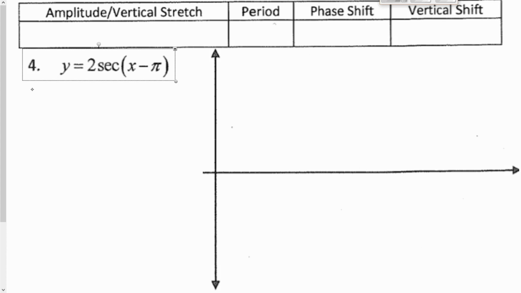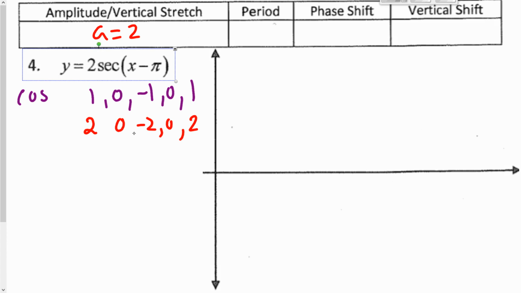Okay, so now secant deals with cosine. So cosine y values are 1, 0, negative 1, back to 0, back to 1. Then we times them by our a, right? 2. So that becomes 2, 0, negative 2, 0, 2. We add our c. There's nothing being added after we multiply by our a. Right, there's nothing out here. So c equals 0. So it stays that.